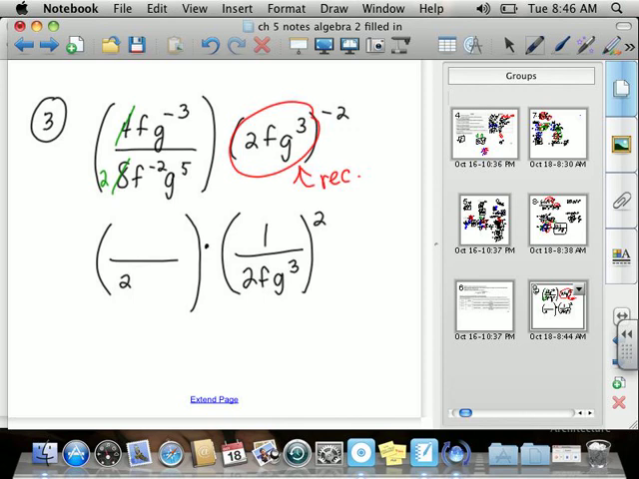Okay, this other one we can try to reduce. The 4 and the 8 reduced to 2 on the bottom. Yep. So I have 2.